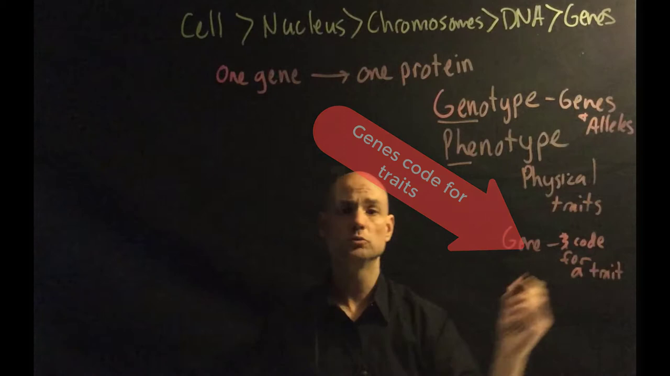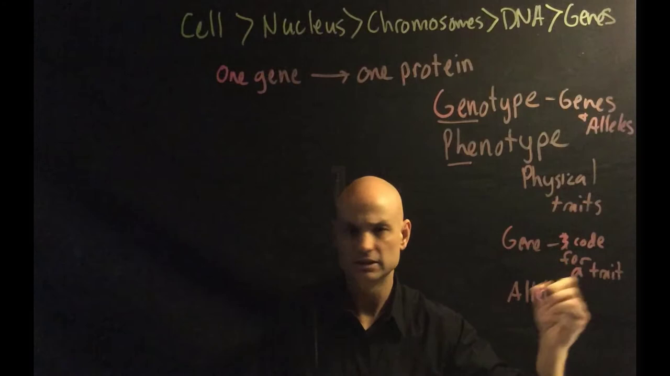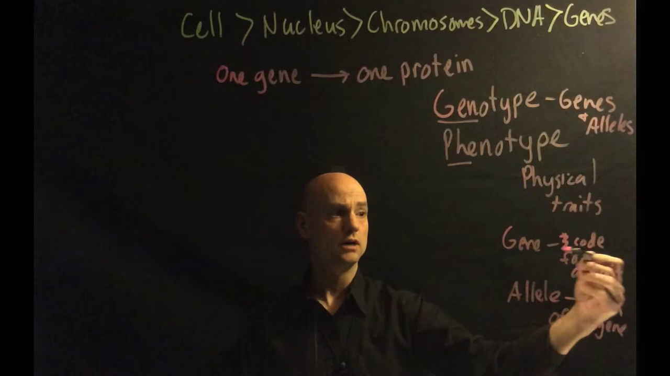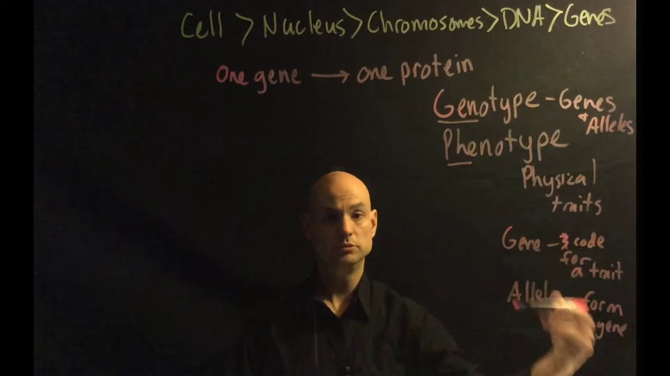Okay, and the word allele. An allele is a form of a gene. An example might be, there might be a gene for height, and the allele is you could be tall or you could be short. Those are two different alleles for that height gene.